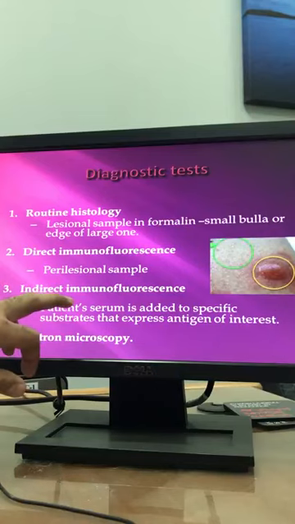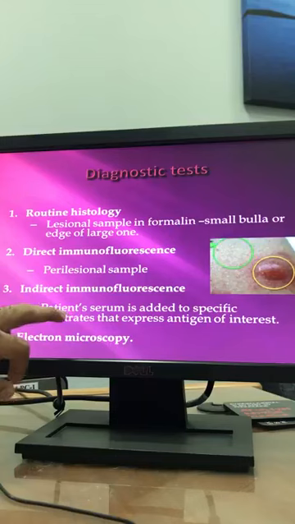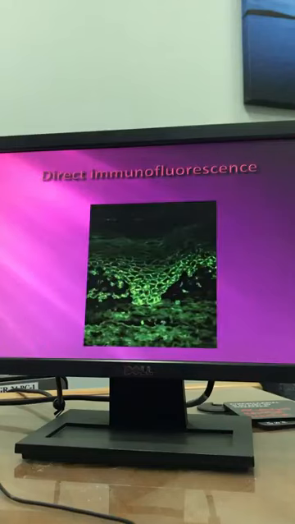Indirect immunofluorescence is from the patient serum. You can take blood and send it for patient serum, and they will tell you what type of antibody he has. And for electron microscopy, if you are thinking about genodermatosis, epidermolysis bullosa, especially in children.